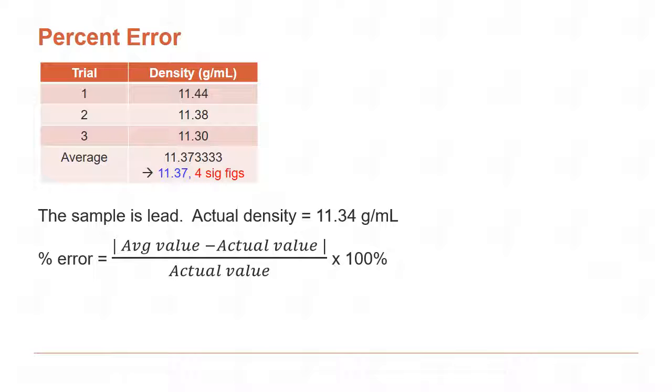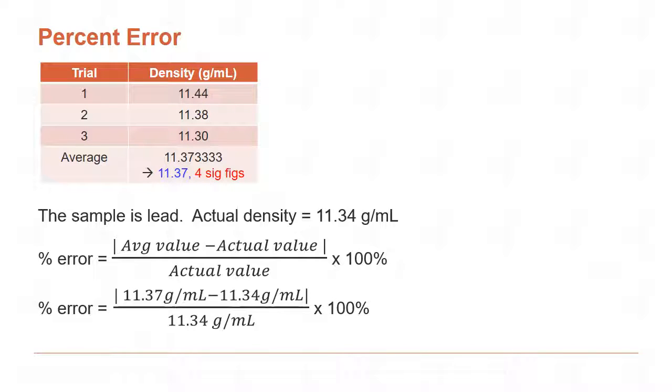So let's plug in. My average value is 11.37 grams per milliliter. Subtract from that 11.34 grams per milliliter, absolute value of all of that, and then divide by the actual, which is 11.34 grams per milliliter times 100%. Okay, a quick evaluation of the numerator, 11.37 minus 11.34, so 0.03. I would then divide that by 11.34, multiply by 100%, and this is what my calculator gives me.